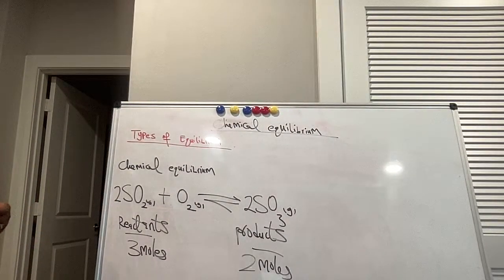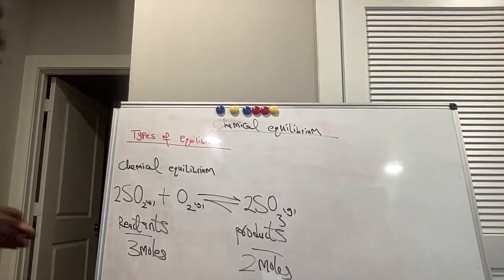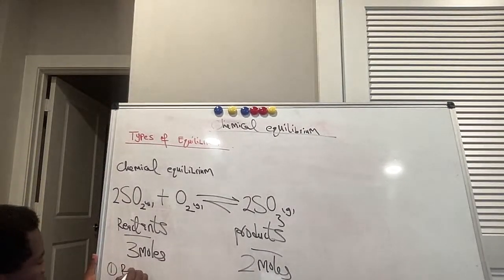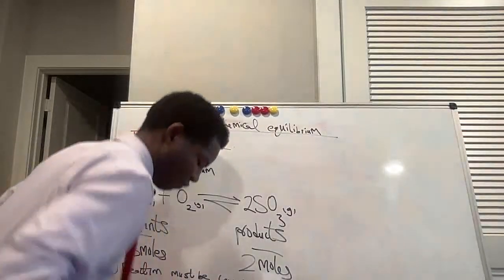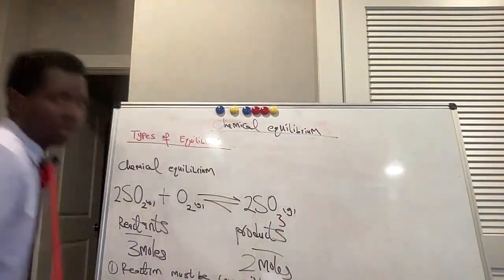So we are going to look at conditions that must be fulfilled before a reaction can occur in an equilibrium system. Number 1, the reaction must be reversible.